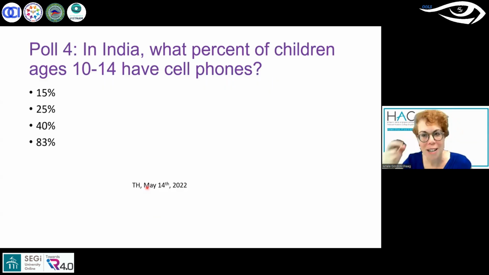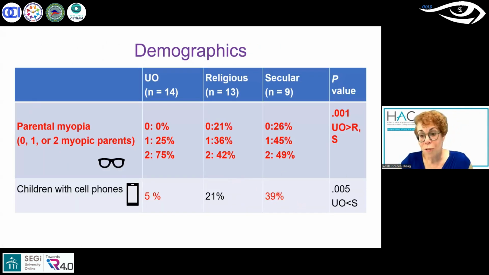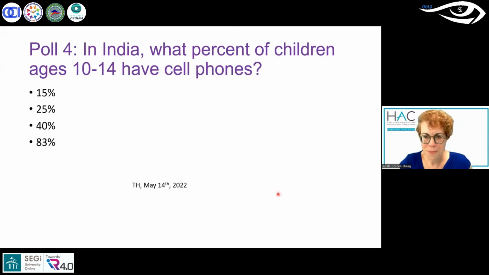In India, what percent of children ages 10 to 14 have cell phones? Can you please deploy the poll? The right answer I got from the newspaper was 83% of children in India. I don't know about the other countries that you're from, but that's a really high number of cell phones. If you remember our study here, even in the highest group, only 40% of them had cell phones.